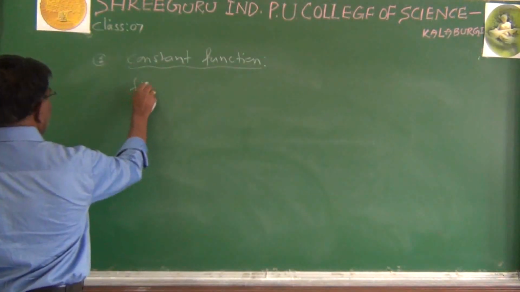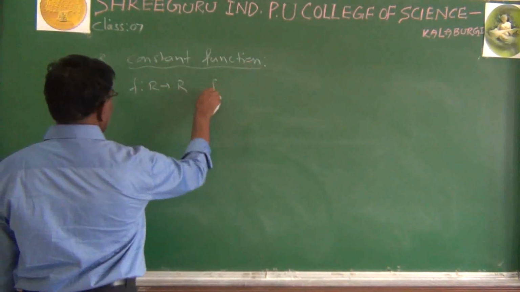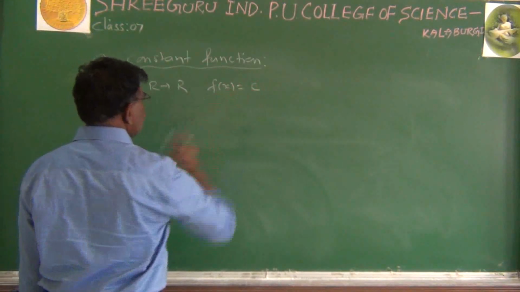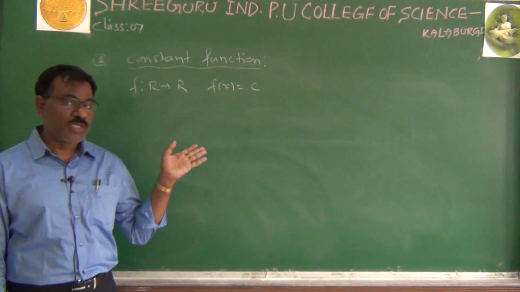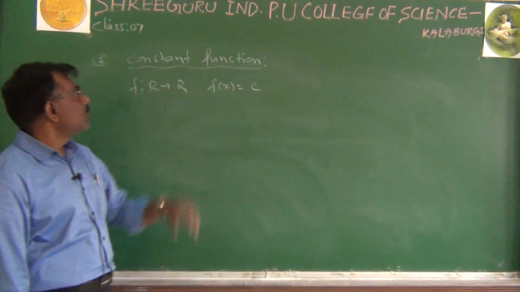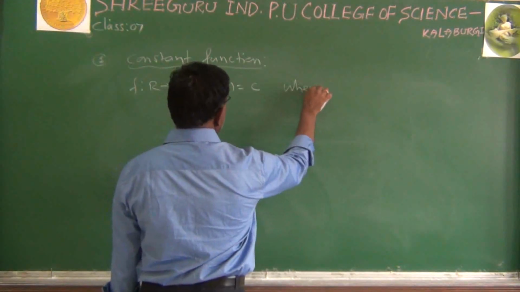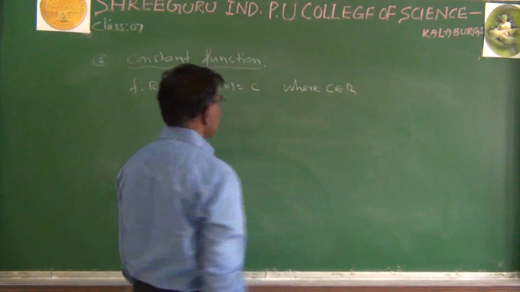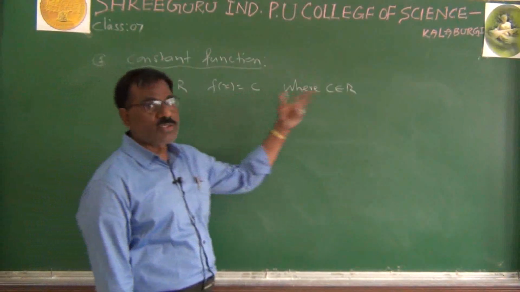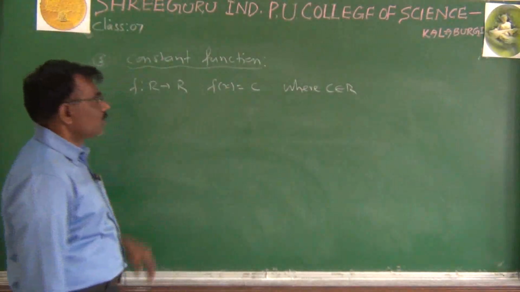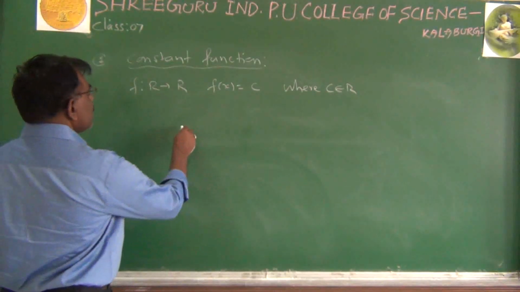Constant function: the function f from R to R, f of x equal to c, is called a constant function, where c belongs to R. Even x also belongs to R. X is R, c is also R. So this is called a constant function. So what is the graph?